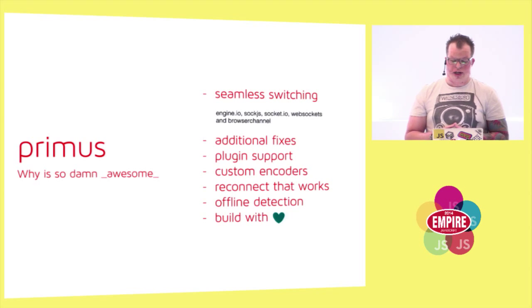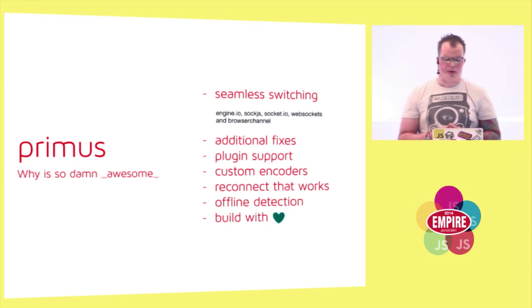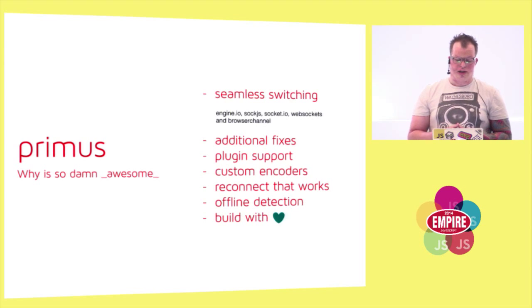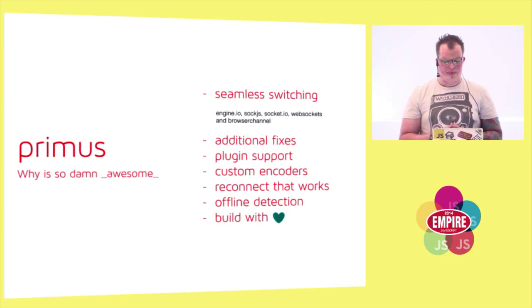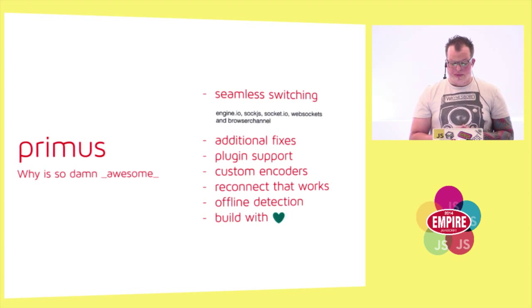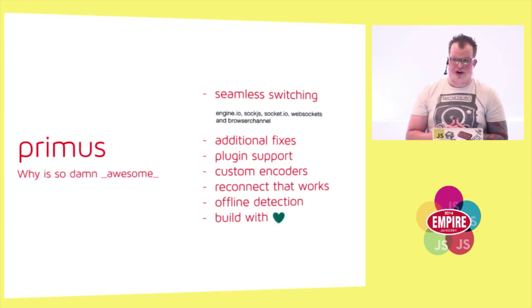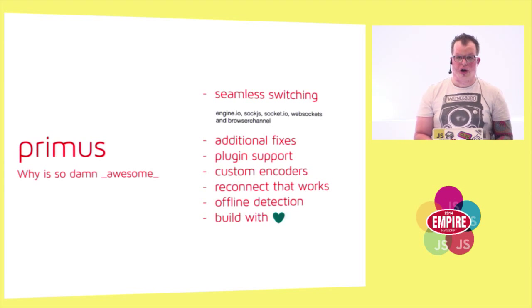It also supports plugins, and these plugins can be used again through BigPipe into Primus, so you can extend the real-time engine of it. It supports custom encoders. It has reconnect that actually works, which is really awesome. And it does it in a real working way as well. It uses exponential backoff with a randomized vector, so you won't be DDoSing your server when you update. It has built-in offline detection, and of course it's built with love, because that's all we want, a project that's built with a passion.